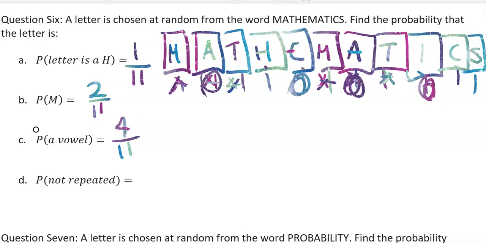And the probability that our letter is not a repeated letter. How many of our letters were not repeated? Well, we had 2 M's, 2 A's, and 2 T's. But our H and our E and our I and C and S are all not repeated letters. There's 5 letters that are not repeated. So we're going to do 5 out of our total 11 letters.